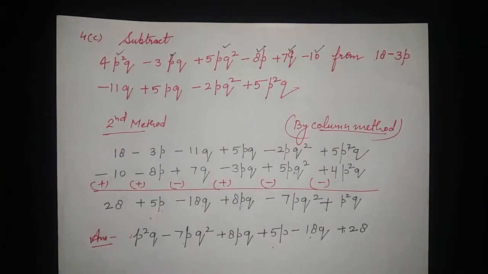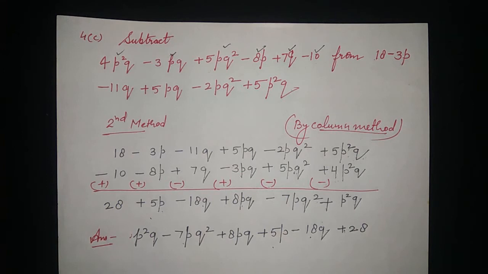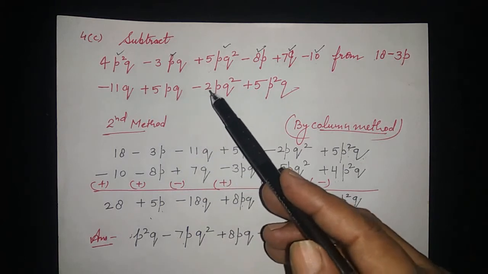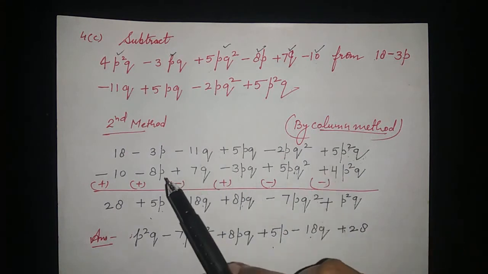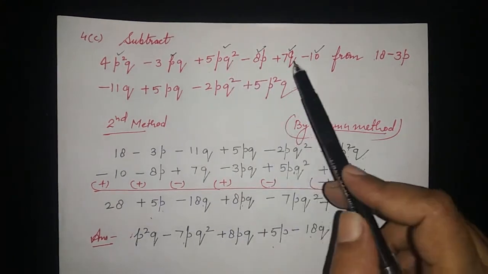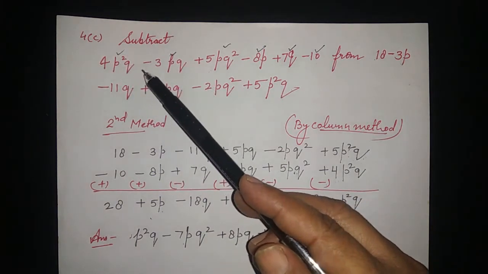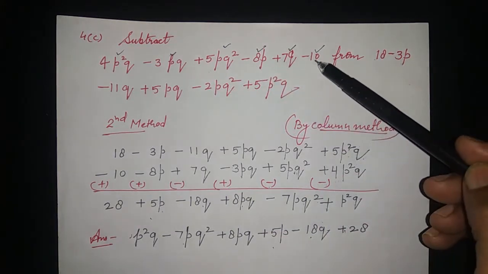Children, just now I have explained you C part of question number 4 by horizontal method. Now the same question I will explain you by column method. Here also you will write 18 minus 3p minus 11q plus 5pq minus 2pq square plus 5p square q first as first expression. Okay. Now the next expression which we have to write below this expression is 4p square q minus 3pq plus 5pq square minus 8p plus 7q minus 10.